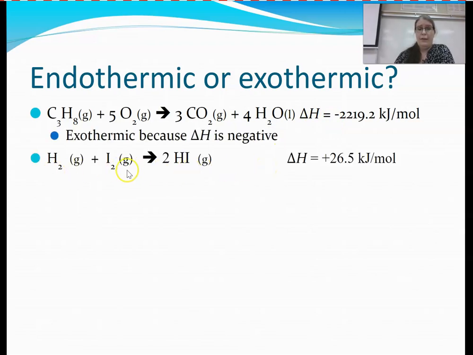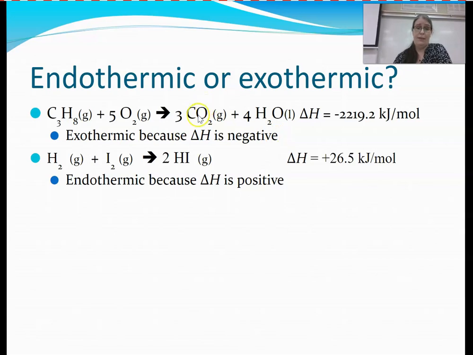In this chemical reaction, they wrote the equation, they give us the delta H value out next to it. We see that the delta H value here is a positive number. And that tells us that this is endothermic because delta H is positive.